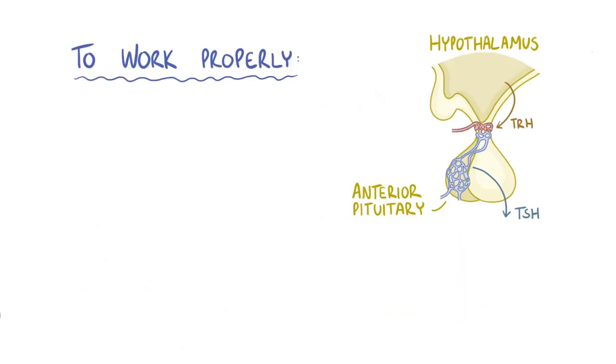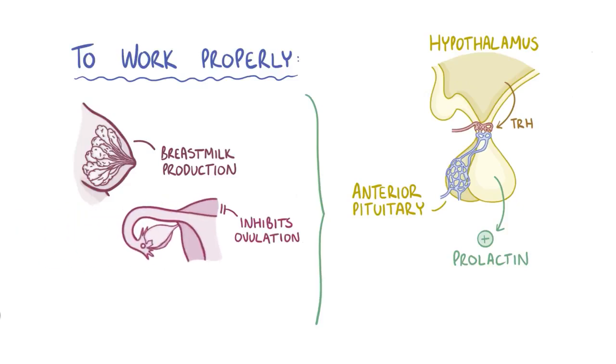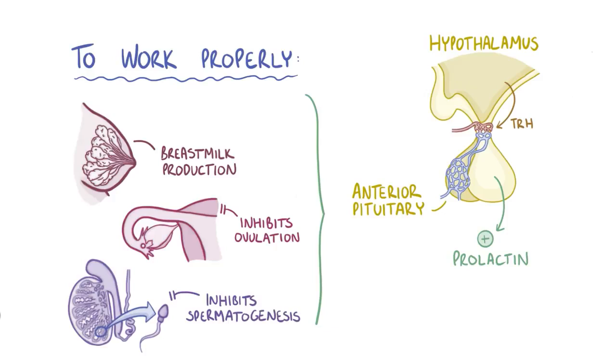When there's increased TRH, though, the pituitary gland also gets stimulated to produce more prolactin, whose job is to stimulate breast milk production and inhibit ovulation, which is when an egg cell is released from the ovary, as well as inhibit spermatogenesis, which is the development of sperm cells.